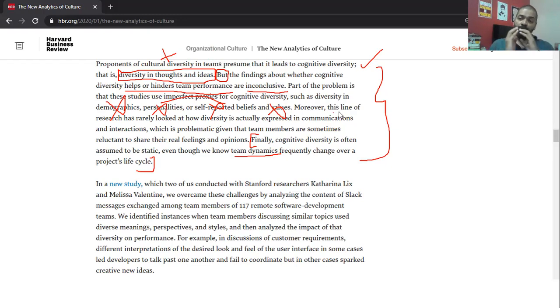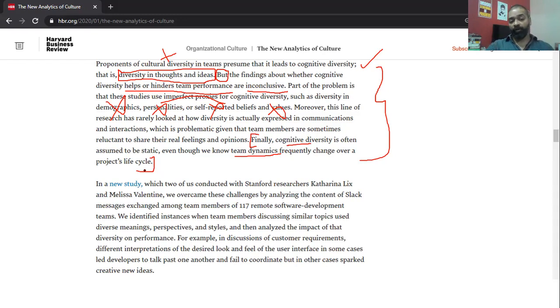So cognitive diversity is diversity in thoughts and ideas, but it is not being effective because people are not communicating or articulating their thoughts and ideas. And team dynamics influences cognitive diversity. So you see all these things are connected. By the end of the paragraph, I know that team dynamics are also important for cognitive diversity. That's the assumption here, because here you use the term cognitive diversity, here you said team dynamics.